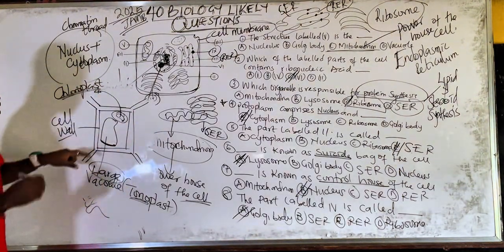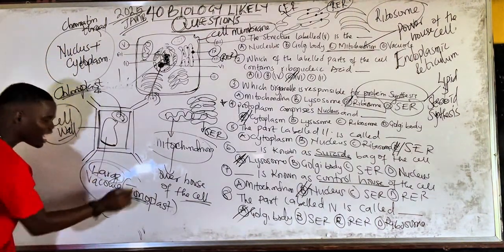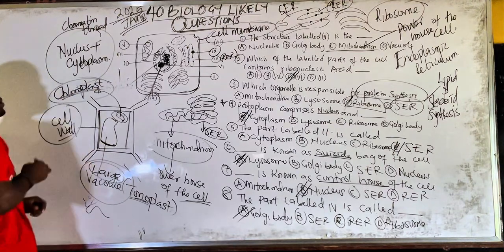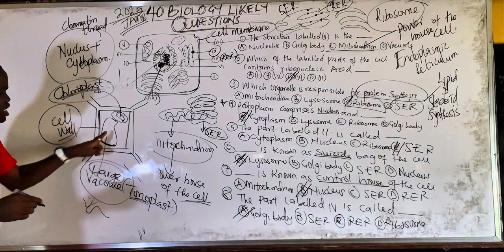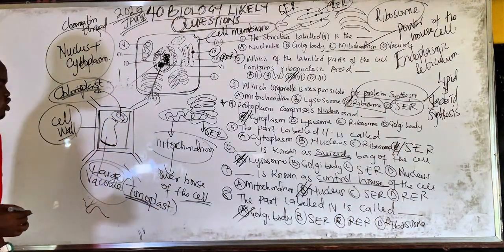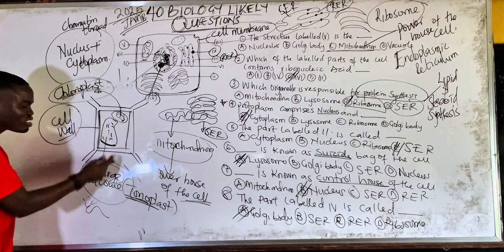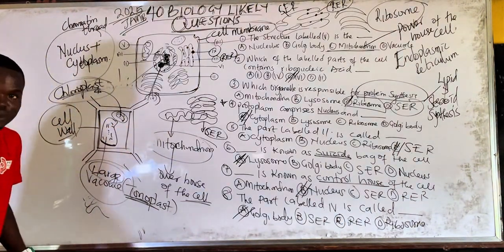So this is what I want you to take note of. Number 1, a rigid cell wall. Number 2, a large vacuole. Number 3, chloroplast. Now this large vacuole, the membrane of that large vacuole is called tonoplast. This large vacuole contains cell sap.